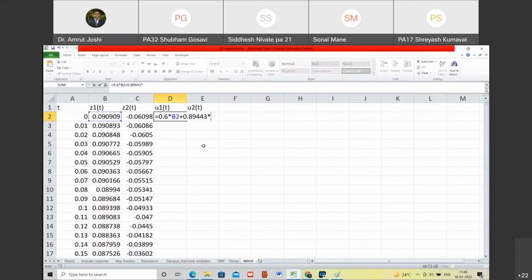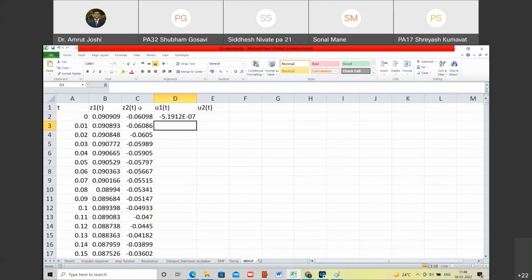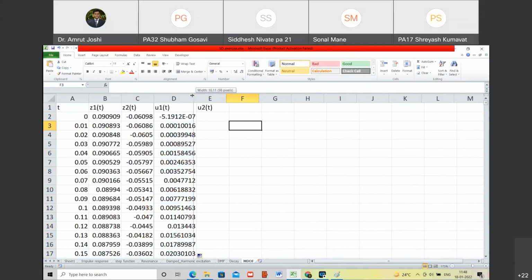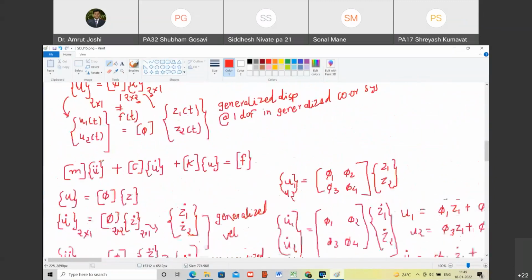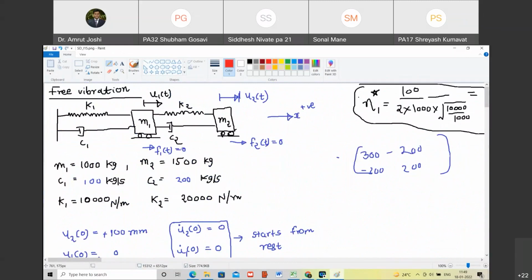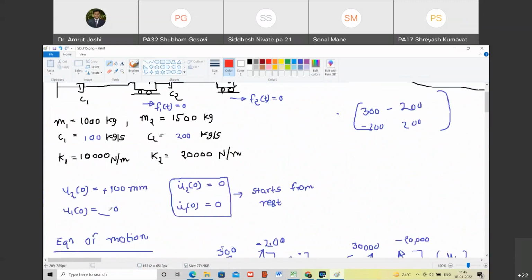0.89443 multiplied by Z2 of t. Are you with me? That is U1 of t. Agreed? Yes, sir. Now see, what was our initial condition? Initially the system started from U1 of 0 equal to 0. Do you remember that? We have given disturbance only to M2. U1 of 0 is 0. Happy? Yes, sir. So did it come or not?